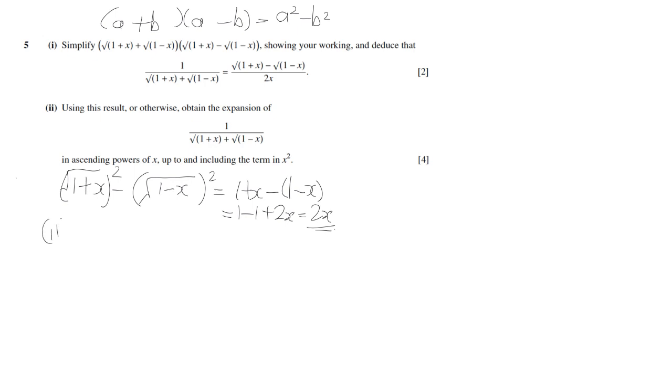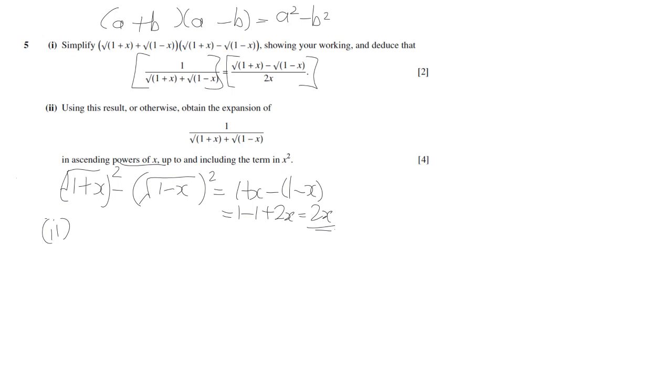Now for part 2, using this result or otherwise, obtain an expansion in ascending powers of x up to and including the term x squared. Since the first part is equal to the second part, I'm going to use the second part, since the question requires expanding in powers of x. We can't possibly expand the first because you have two terms at the bottom. But this one, yes, I can expand, and the answer for this expansion is the answer for the first part.